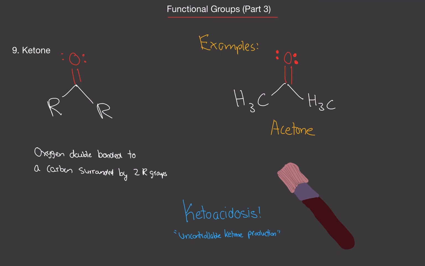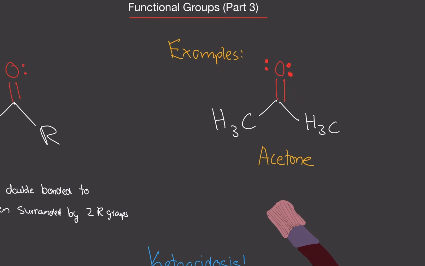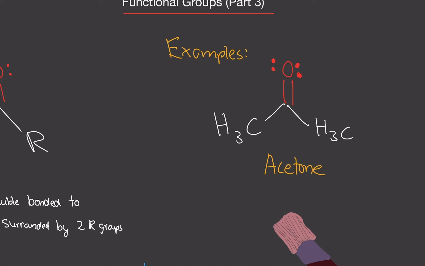The ketone is an oxygen that's double bonded to a carbon. So there's a carbon right here, and that carbon is bonded to two R groups. And those R groups can be anything. Here's an example, acetone. Acetone is arguably the easiest ketone. Very common in organic chemistry labs, you probably work with it when you do experiments.